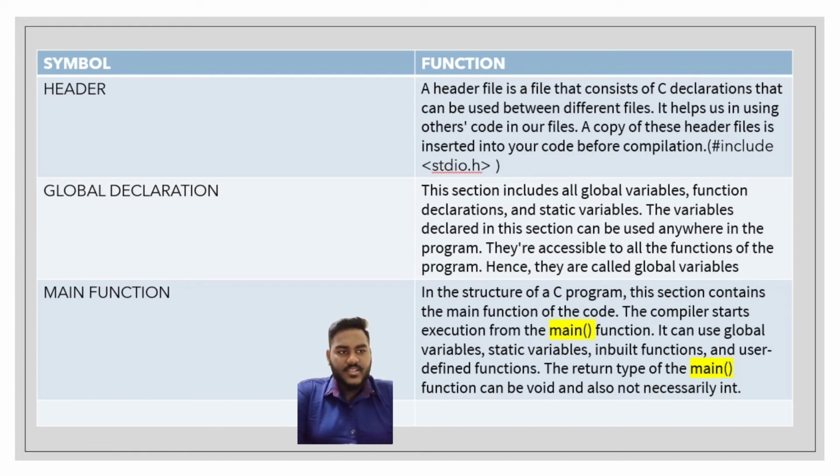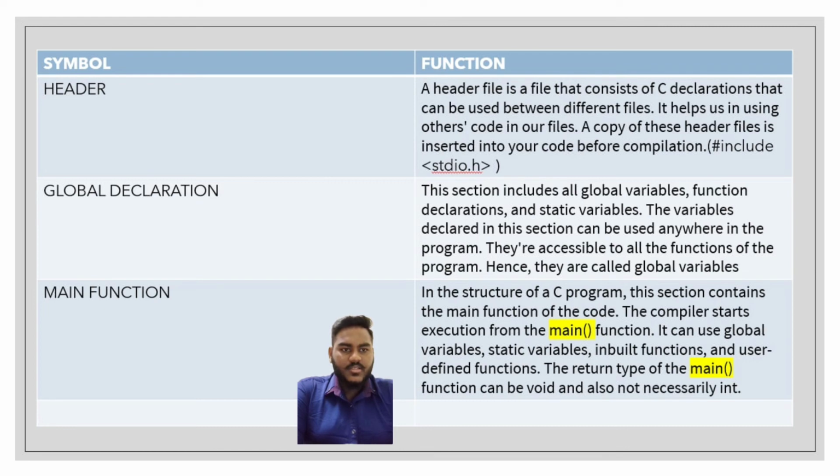The second one is global declaration. This section includes all global variables, function declarations, and static variables. The variables declared in this section can be used anywhere in the program. They are accessible to all the functions of the program, and they are also called global variables.